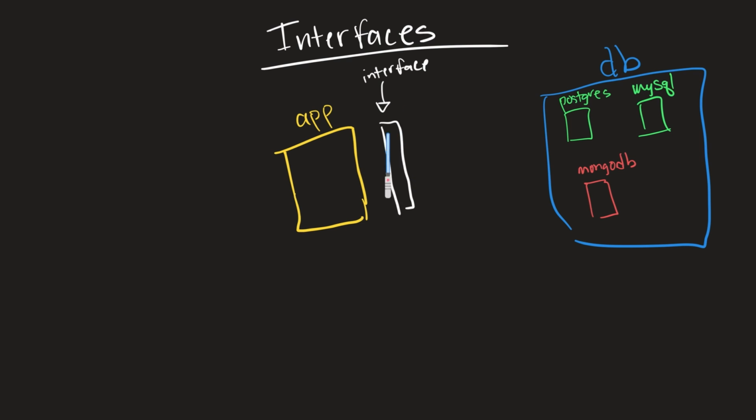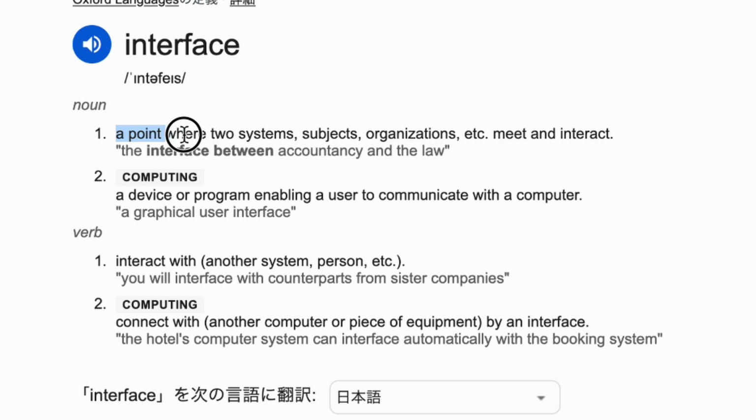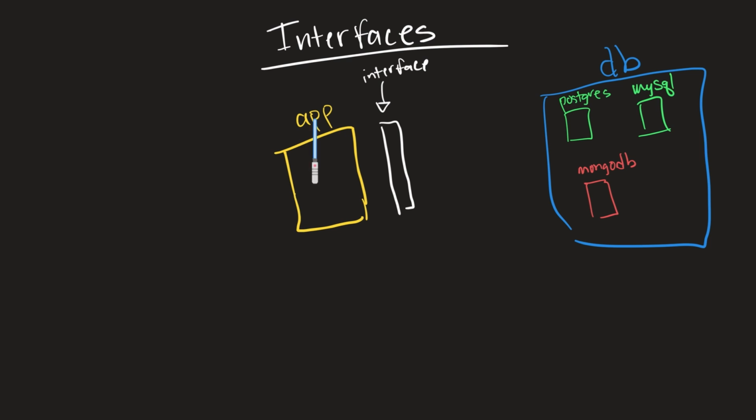Now, let's take a second to think about what an interface is. Just outside of the context of programming, what is an interface? The dictionary definition of an interface is a point where two systems, subjects, organizations, etc. meet and interact. So it's a point where two things, the application and the database implementation, meet and interact. If we think about it from a physical perspective, I just want to use an example here because this is the simplest way to understand what an interface is.